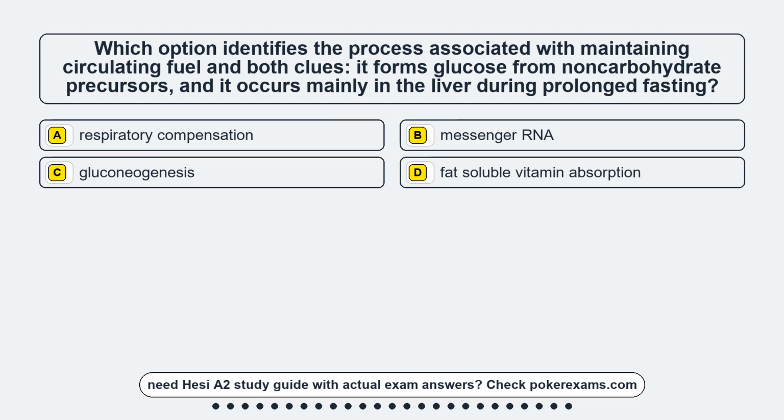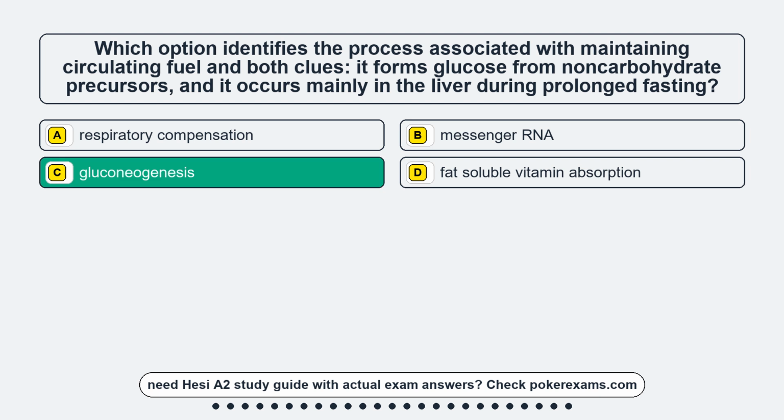Question 9. Which option identifies the process associated with maintaining circulating fuel in both clues? It forms glucose from non-carbohydrate precursors, and it occurs mainly in the liver during prolonged fasting. Option A, respiratory compensation. Option B, messenger RNA. Option C, gluconeogenesis. Option D, fat-soluble vitamin absorption.